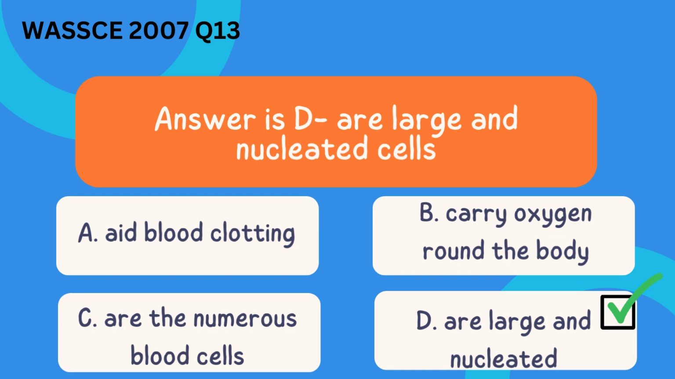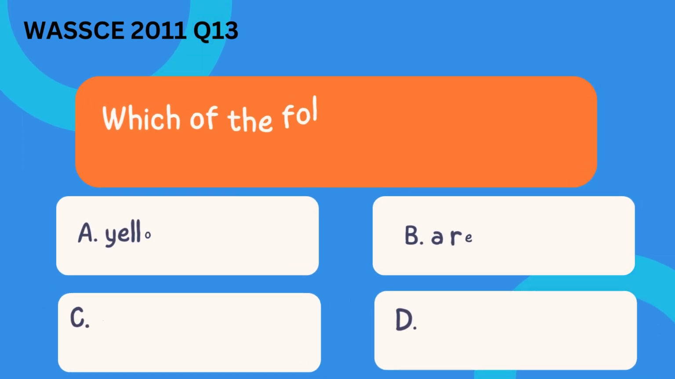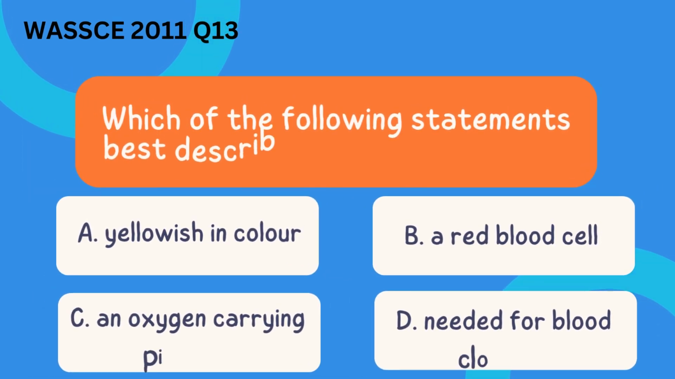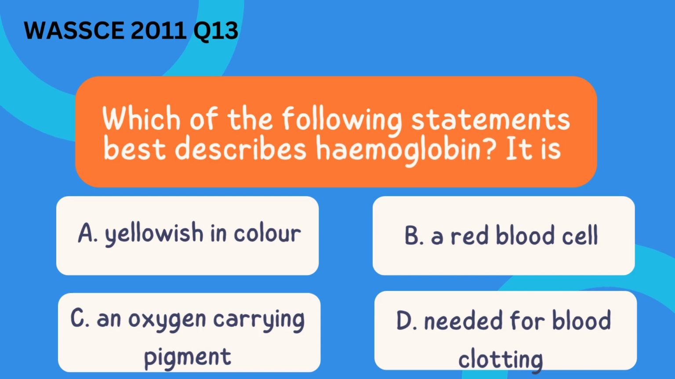The next question is question 13 from 2011. And it says, which of the following statements best describes hemoglobin? A, it is yellowish in color. B, it is a red blood cell. C, an oxygen carrying pigment. And D, it is needed for blood clotting. What do you think is the answer?